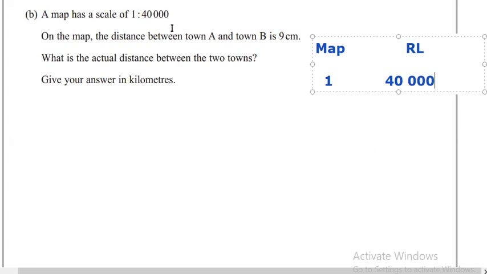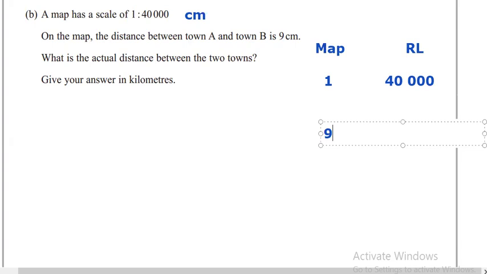And because we have no units, it means all the units are what? Very good. If we have no units, it means the units are in centimeters. Now, on the map, the distance between town A and town B is 9 centimeters. This means on the map here, I'm going to write 9, and I want to find the actual distance in real life. As I said, this one is in centimeters, this one is in centimeters. This is what you have to make sure of: all the units on top of each other must be the same. So centimeters, centimeters, it means you can start finding the other one.